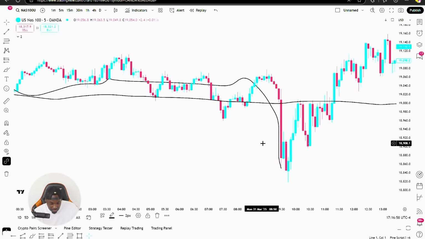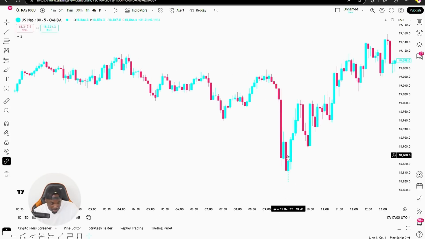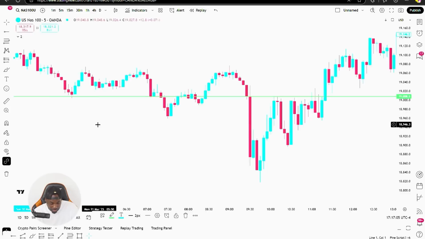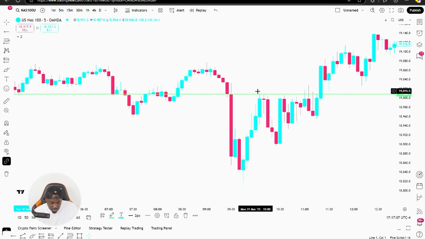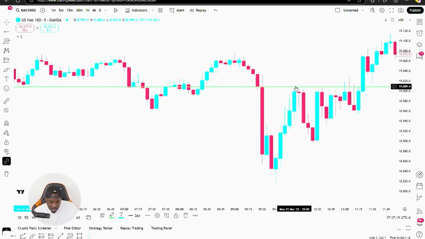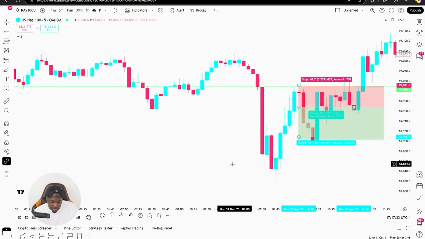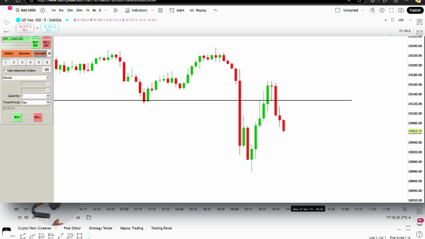Let me erase this and make this much clearer. So I'm looking at this level right here where we broke down, okay? And so when we came back to this level right here, I just took the short. As soon as I saw the market having problems around here, I took the short right here. We went below this candle right here for a quick scalp. And on this day, I made $2,300, okay?